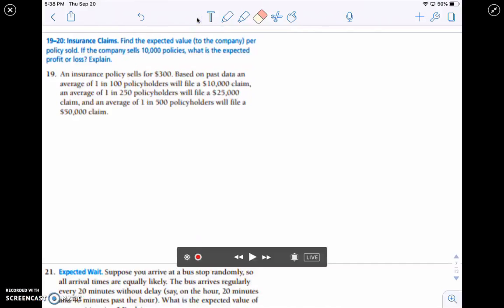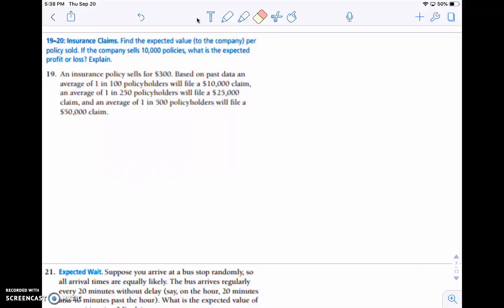Okay, this is part 2 of Unit 7C, looking at expected values and the law of large numbers. So this next question that we have: find the expected value to the company per policy sold. So for each policy sold, and then if the company sells 10,000 policies, what's the expected profit or loss? And that's going to depend on how much they make per policy or how much they lose per policy.